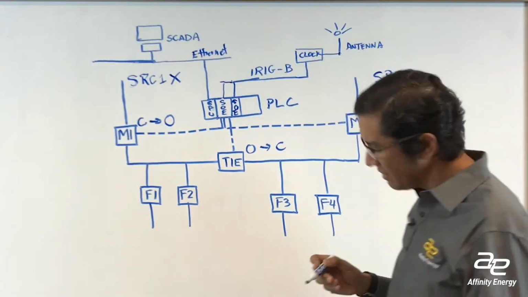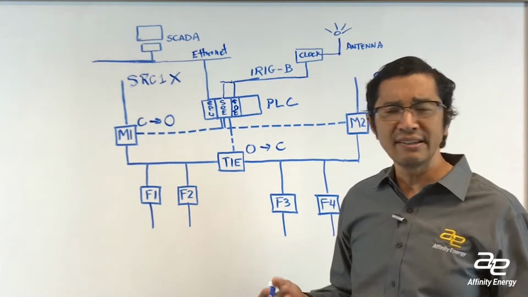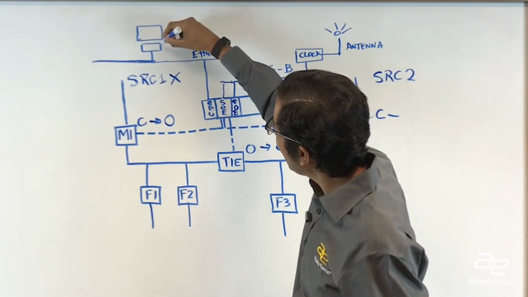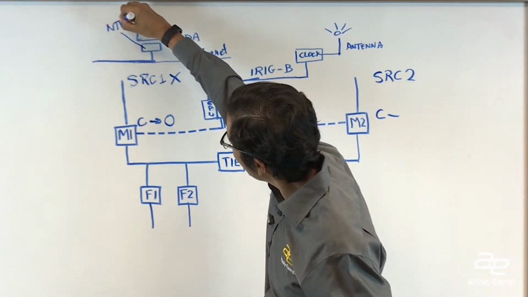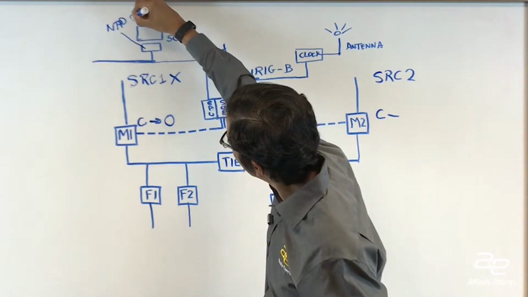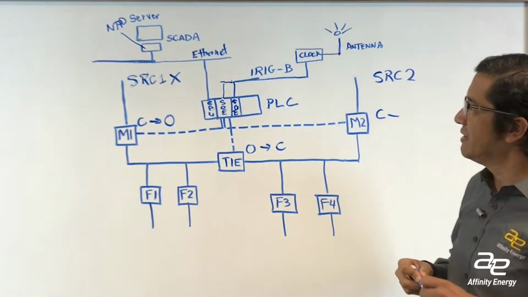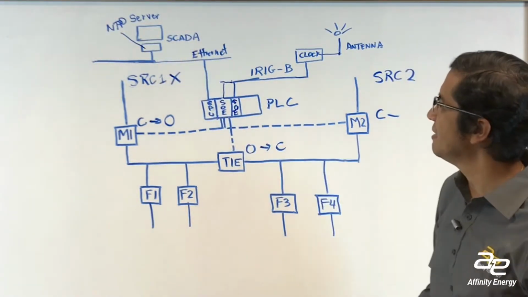And on Ethernet networks, one of the common network protocols for synchronization of time is called Network Time Protocol. So you could have this computer acting as what's called an NTP server. And NTP stands for Network Time Protocol. So it could serve time over Ethernet down to the CPU.